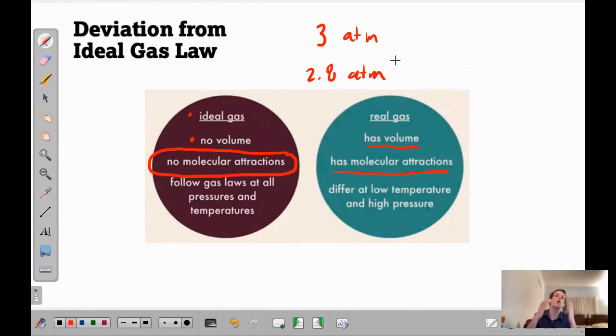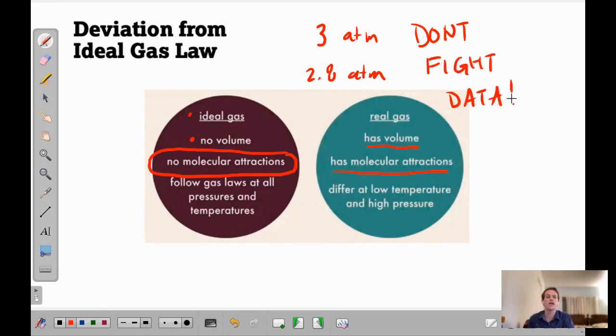Now, again, don't fight the data. Don't say, oh, well, your pressure gauge wasn't calibrated right. That's the biggest cop out ever. Unless they explicitly ask you to tell us why this finding is wrong in an FRQ, don't fight the data. So you have to think of a reason why. How can you explain that disparity? And usually with gases, it has to do with it behaving like a real gas.